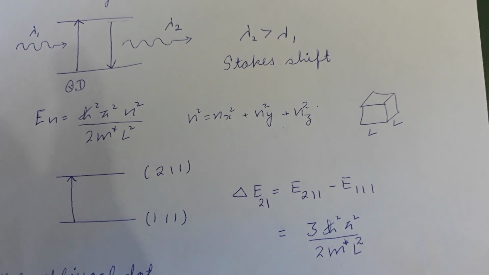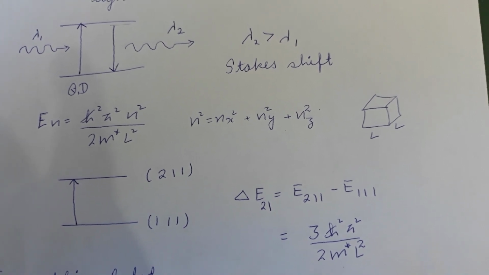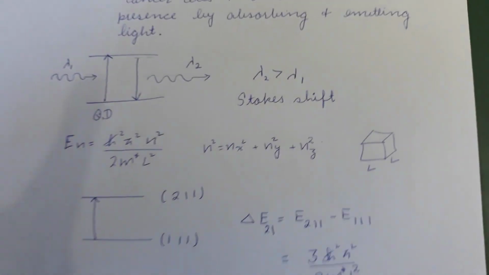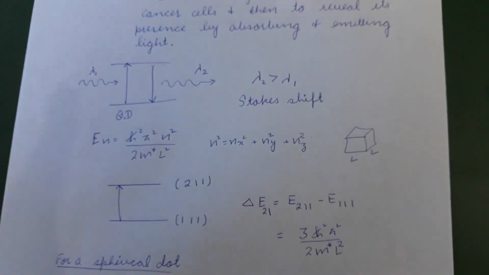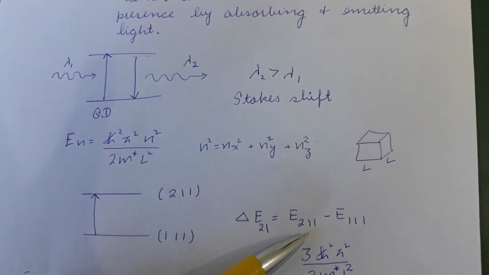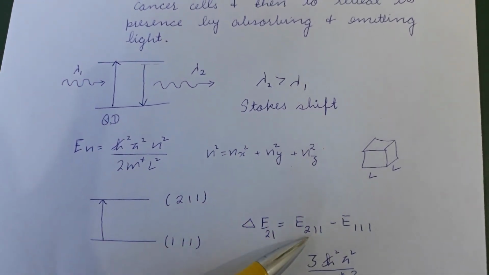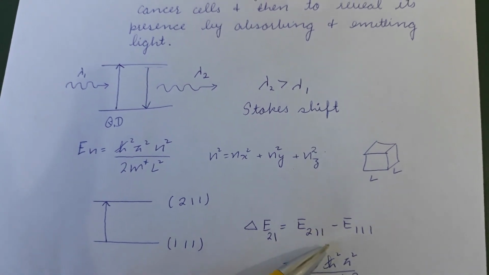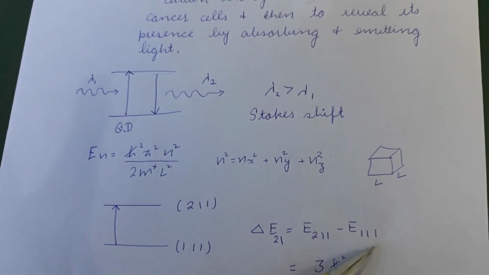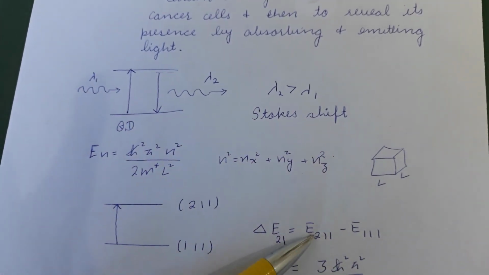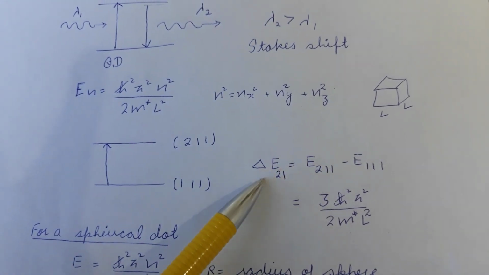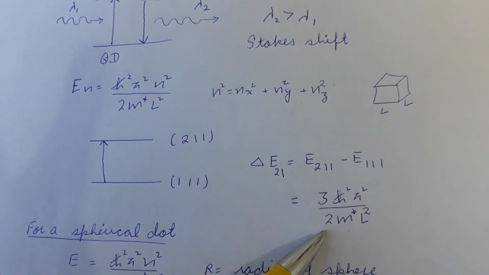Suppose that we have two energy levels where Nx, Ny, Nz is 1, 1, 1, and for the next level it is 2, 1, 1. Then the difference between the energy levels will be given by the energy for Nx, Ny, Nz equal to 2, 1, 1 minus that for 1, 1, 1, and you can use this relation and find these energy values. And so we find that the energy difference between these two energy levels will be given by this relation.